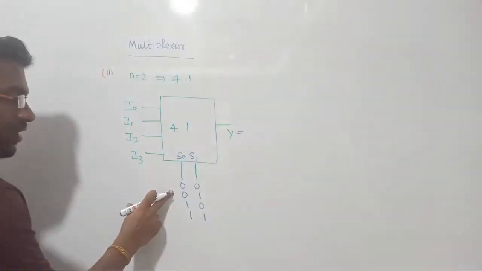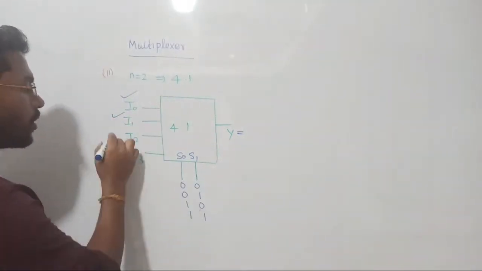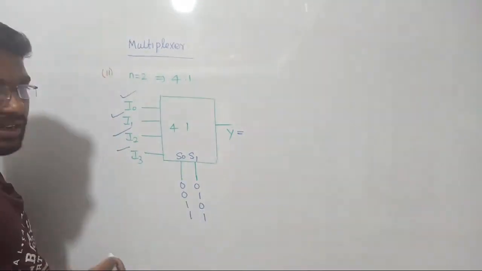So first 0 0, which line will be selected? I0 will be selected. 0 1, I1 will be selected. 1 0, I2 will be selected. 1 1, I3 will be selected. That is the decimal equivalence, right?